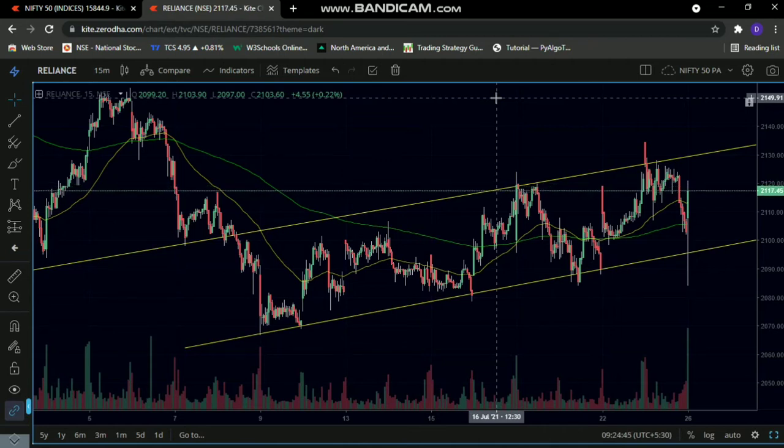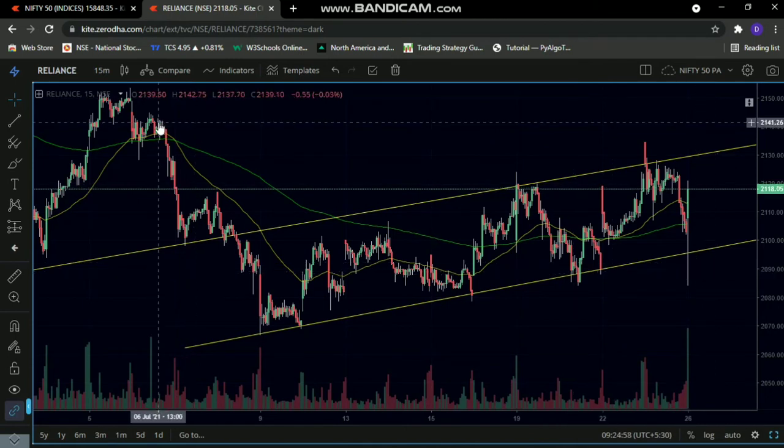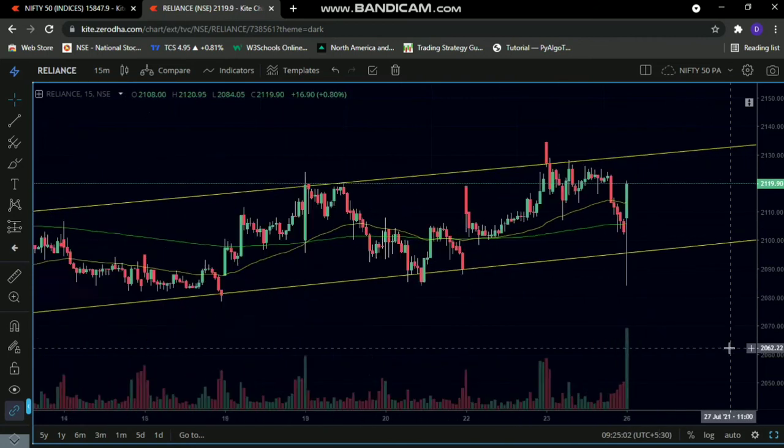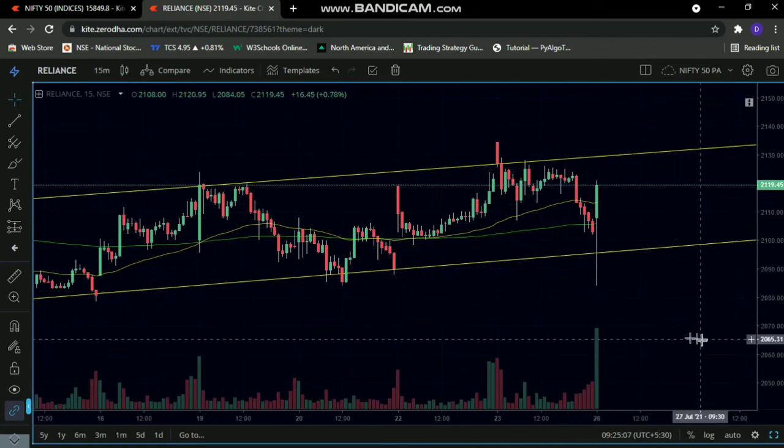I have selected some of the stocks, that is Reliance, SEC and iBull Finance. So take a look at the Reliance stock. Reliance is in a channel pattern. You can see the two trend lines, the upper trend line and the lower trend line. So we can trade in between the trend lines, right? Just see in between the trend lines.